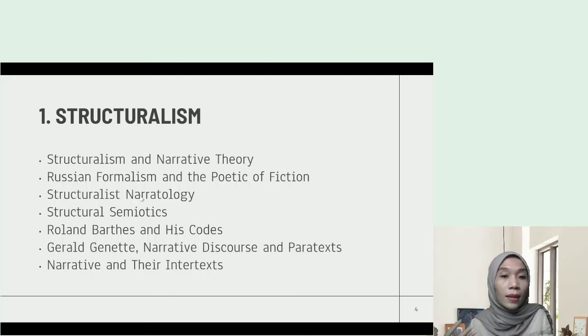The question is, what's the conflict in the story? You use the tool in order to elaborate the conflict in depth. This is only the tool.